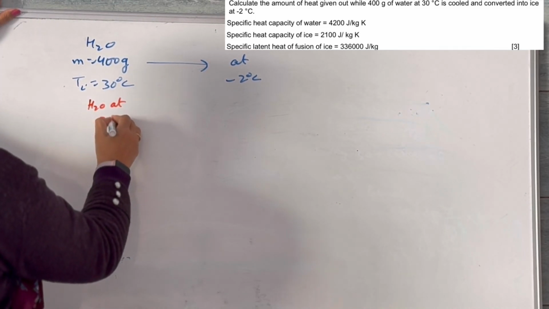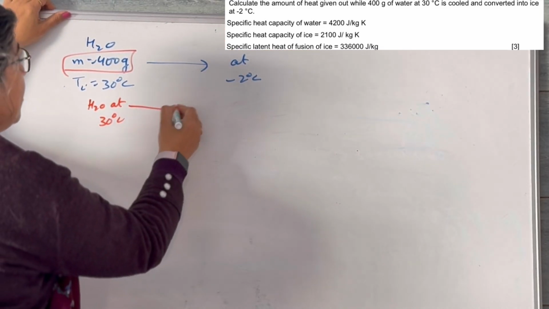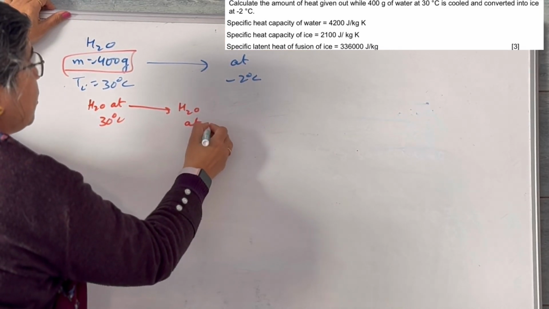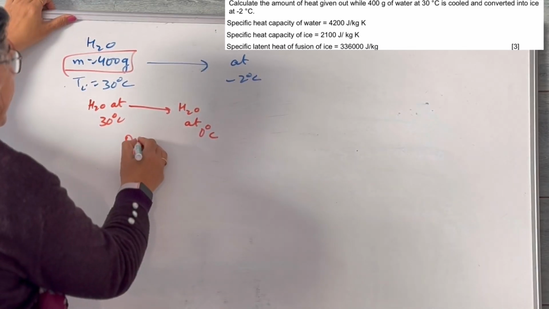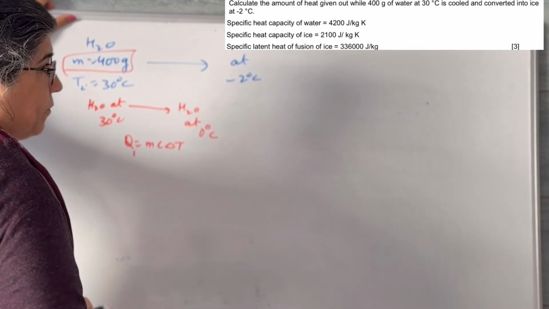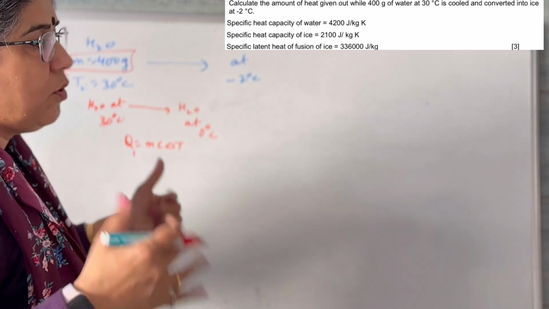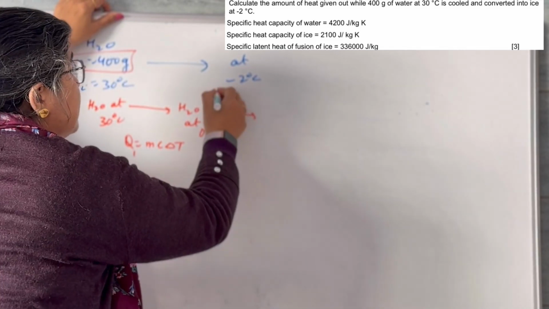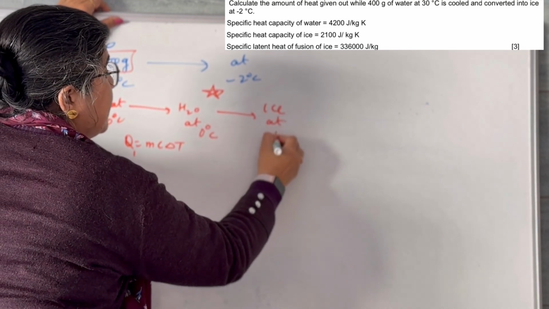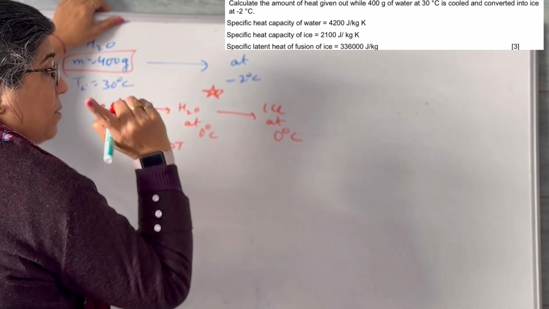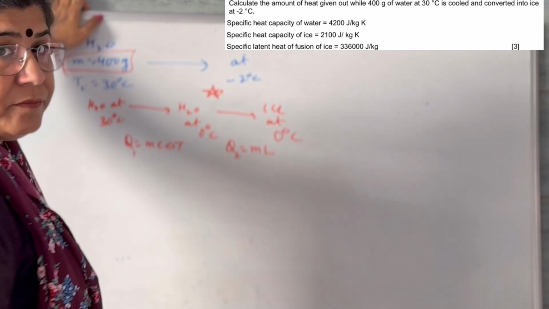Water at 30 degree, the mass will remain the same for every step. Water at 30 degree will come down to water at 0 degree centigrade. Heat given out will be mc delta T because it's only a temperature change, and delta T will be 30 minus 0, higher minus lower. Then the next step is water at 0 degree becoming ice at 0 degree. This everybody should remember: here there is only a state change, so it is ml.